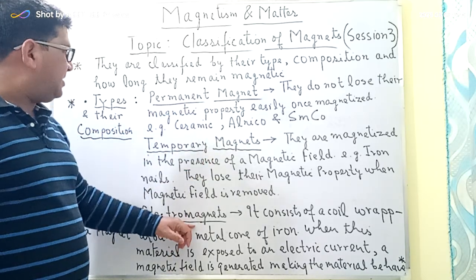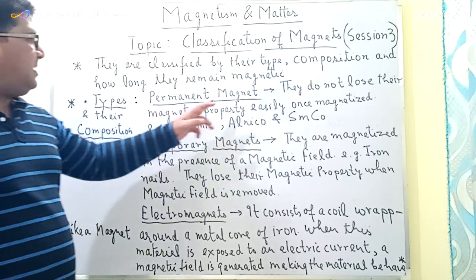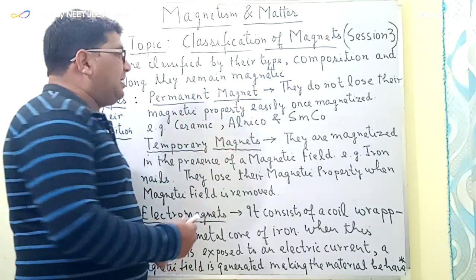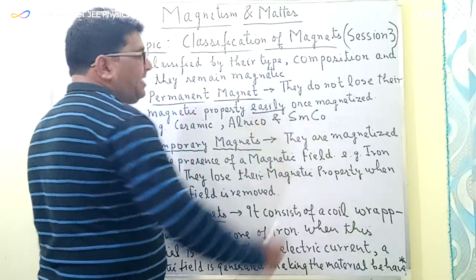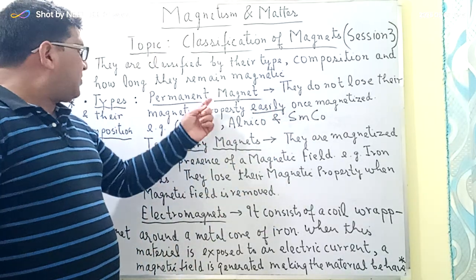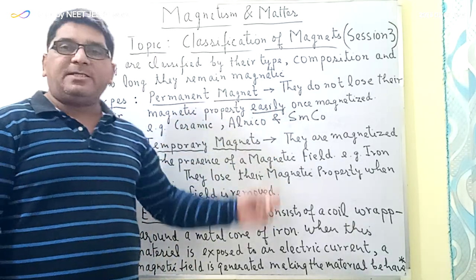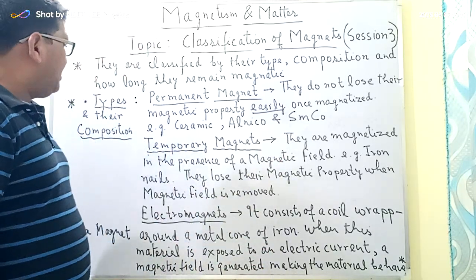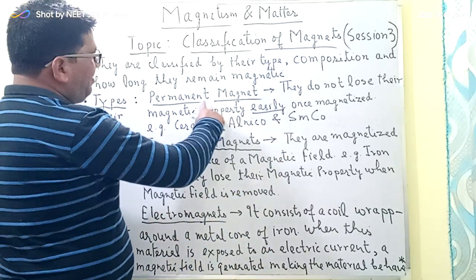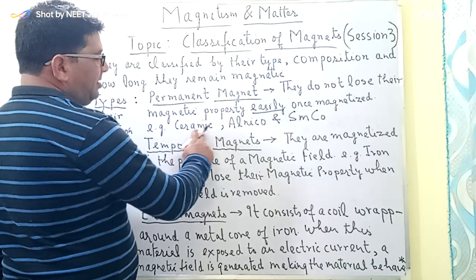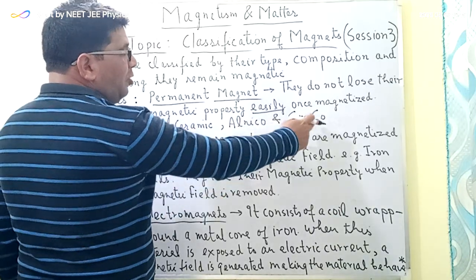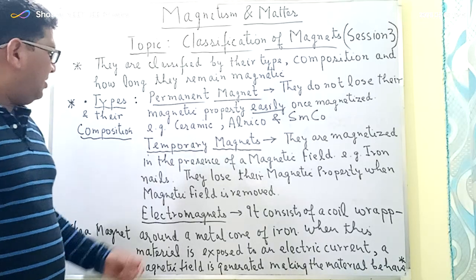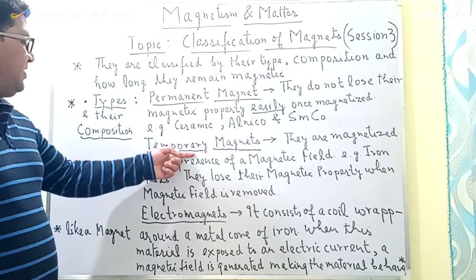Now the permanent magnets are those magnets which do not lose their magnetic property easily once magnetized. However, the permanent magnets can get demagnetized if they are exposed to extreme temperatures. Some of the commonly used permanent magnets are ceramic, alnico, and samarium cobalt. Now the second point is the temporary magnets.